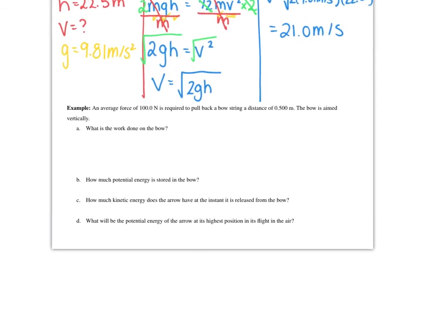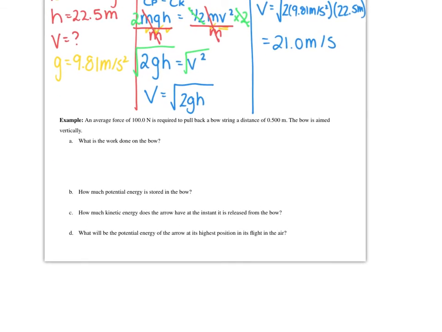An average force of 100 newtons is required to pull back a bowstring a distance of 0.5 meters. The bow is aimed vertically, meaning that when they release it, the arrow is going straight up. What is the work done on the bow?